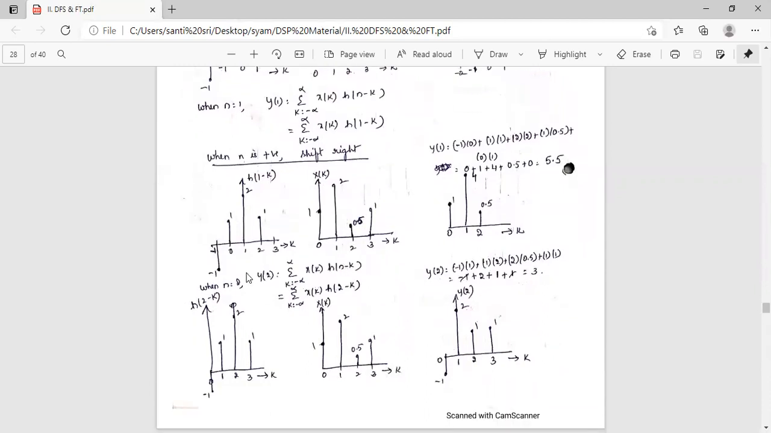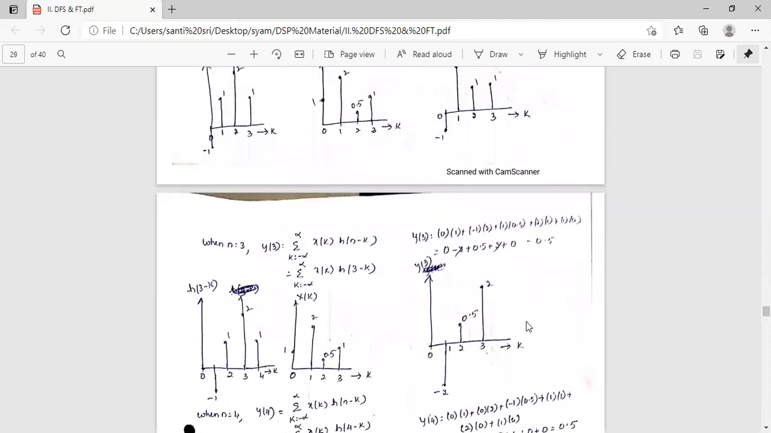Similarly, when n equal to 2, like this up to n equal to 5, we will calculate. For n equal to 2, y of 2 will become sigma k equal to minus infinity of x of k into h of 2 minus k. So this is h of 2 minus k and this is x of k. By simply multiplying these two, we will get y of 2 value is 3 like this. Okay.